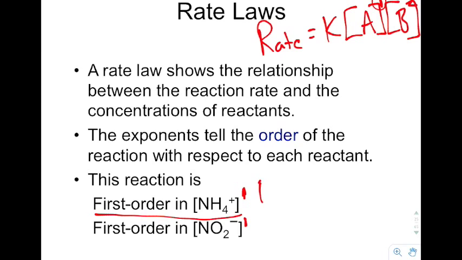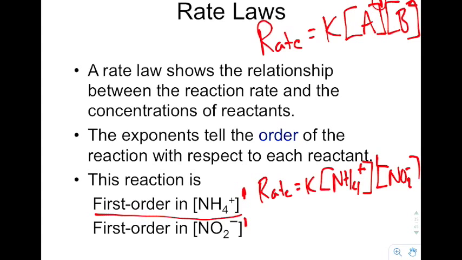So we're left here with rate is equal to k, and then you have NH4 plus, and then this is a 1, or generally speaking, we're not going to put it, NO2 minus, and then this is also a 1, and generally we won't put that there. So this implies that it is a first order reaction for both of these.